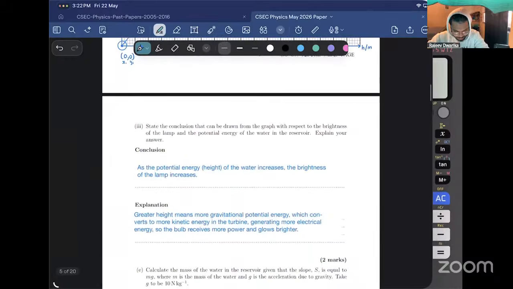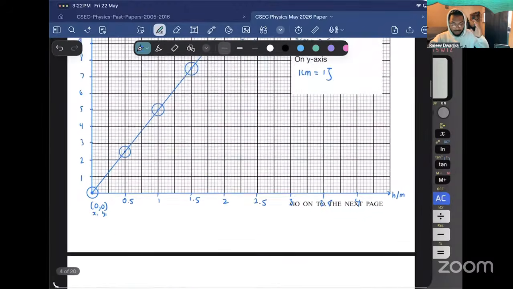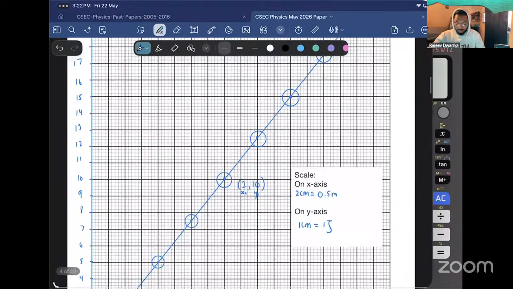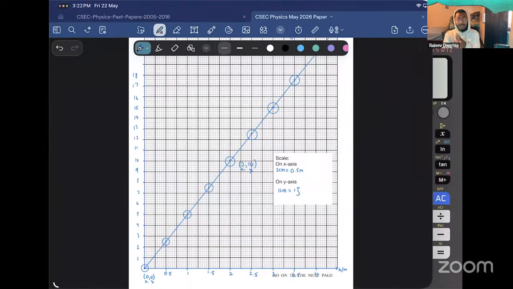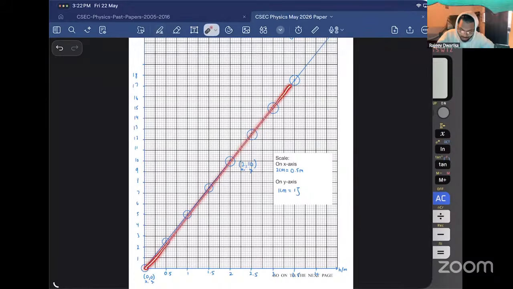Let's see what they're asking us next. State the conclusion that can be drawn from the graph with respect to the brightness of the lamp and the potential energy of the water in the reservoir. Explain your answer. Okay, so I have the answer here already. Let me ask a question. Just by looking at this, as the height increases, what happens to the energy? It increases as well. Can you guys see that this is a positive gradient?